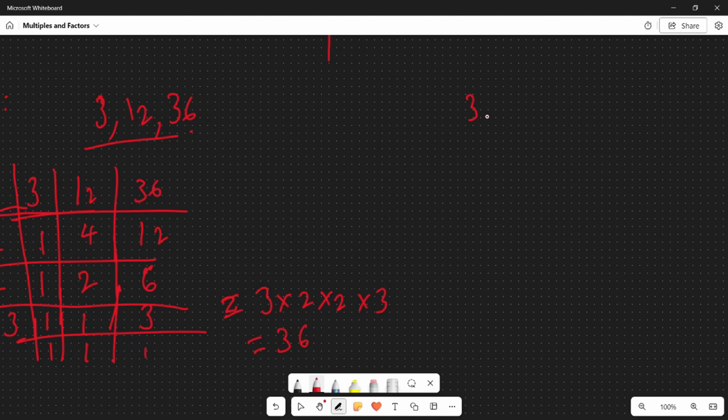This is for LCM. So to understand this, you must always know that for LCM, you are looking for the lowest common multiple, which is the number that can be seen in 3, 12, and 36. And for HCF, you're looking for the factor that can divide 3, 12, and 36 without giving a remainder.